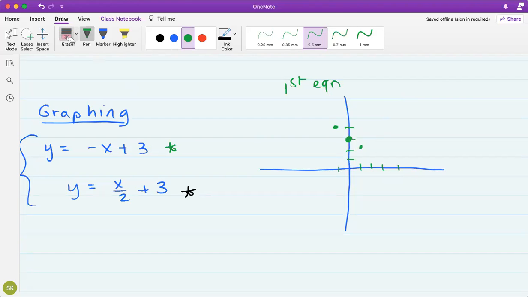And we should be going through the x-axis at 3. So somewhere around there. Okay, that's a decent sketch. So that's the first equation. Now let's graph the second one. So we also go through 3, but the slope is up 1 over 2.